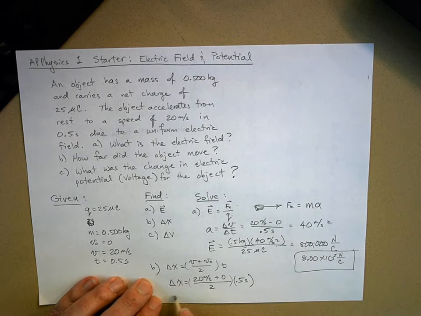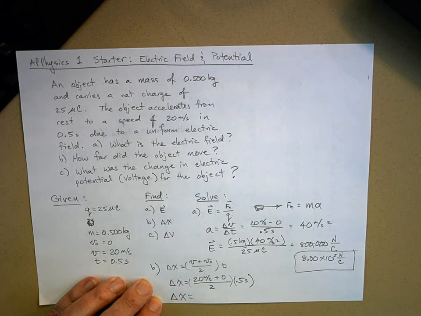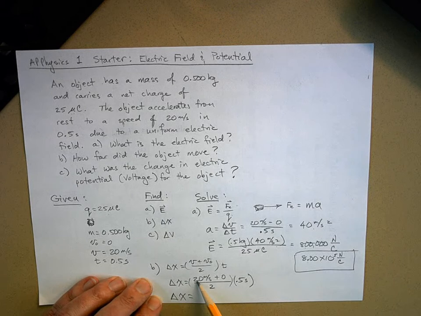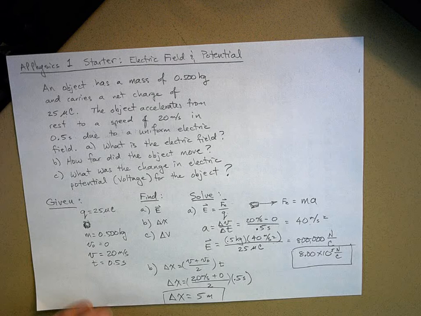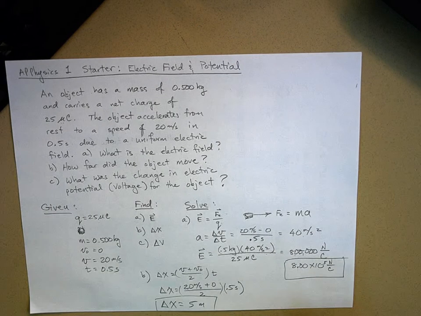And so delta x is equal to, well, I don't need a calculator, right? Because 20 divided by 2 is 10. 10 times 0.5 is 5. 5 meters. Nice and easy. Now, let's figure out what the change in voltage is.